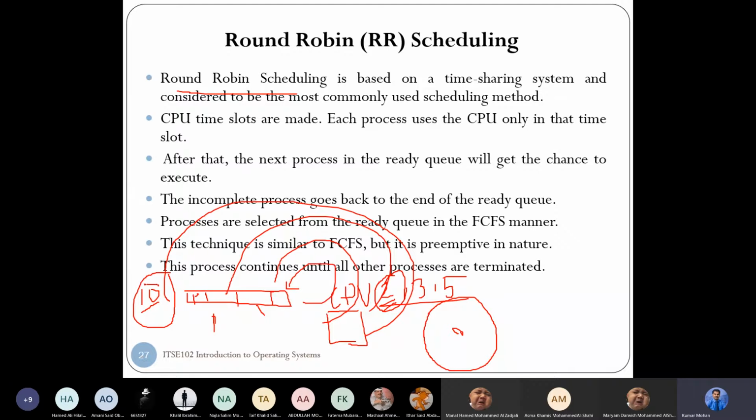So how many times does P1 have to execute? P1 has to execute 5 times. That means it will come to the CPU 5 times. So first time 2, second time 2, third time 2, fourth time 2, fifth time 2. So it will keep on coming again and again. Understand?